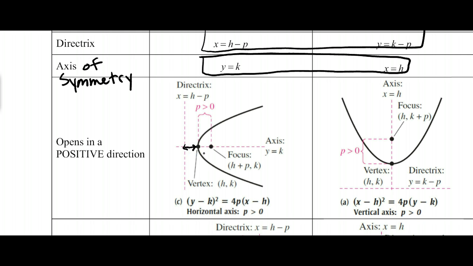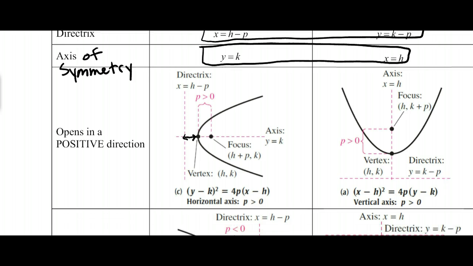Okay, so just like a and b with ellipses and hyperbolas, p is our magic number. It tells us how far to move from the vertex to the left and the right for horizontal, or if it's vertical, up and down. So again, p is the distance between these two, vertex and focus, and it's also the distance from the vertex to the directrix. Okay, a lot of information here. Again, I don't recommend memorizing it.